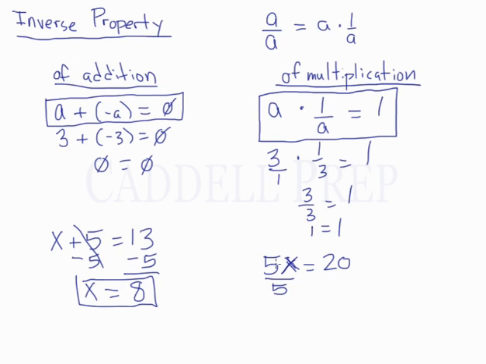And again, we can't just divide by 5 over here. We have to do it on the other side so that this side still equals this side. 5 divided by 5 is 1, just like this shows. So now we just have 1x, or simply x. 20 divided by 5 is 4. So we find out that x equals 4 by using inverse operations.